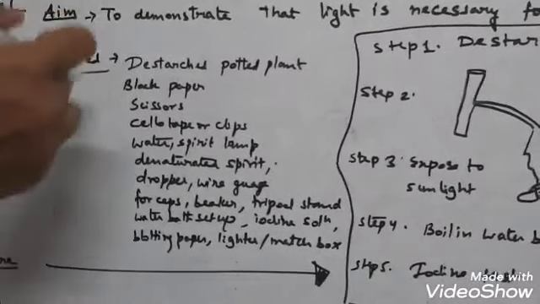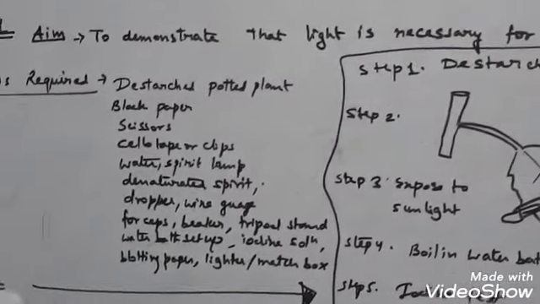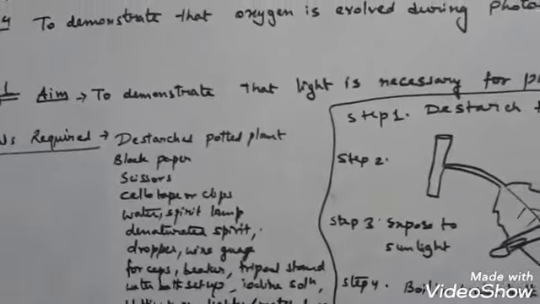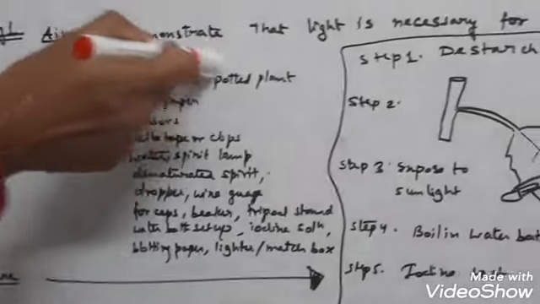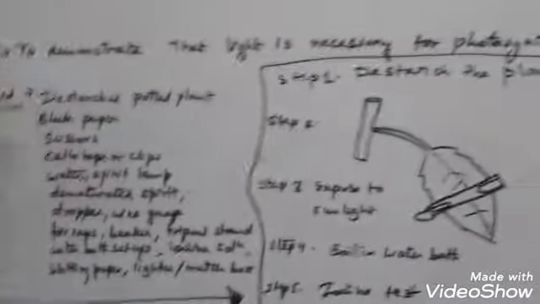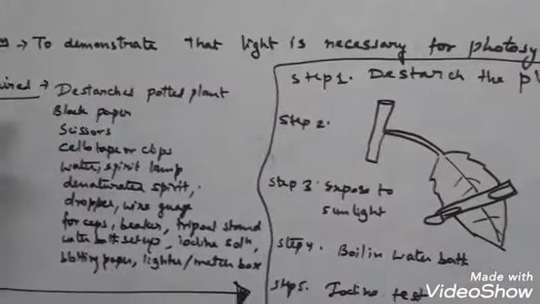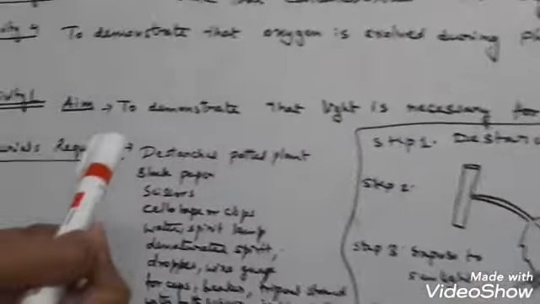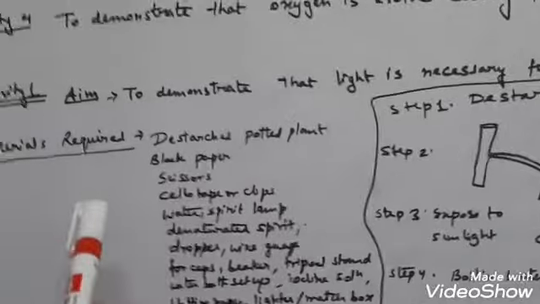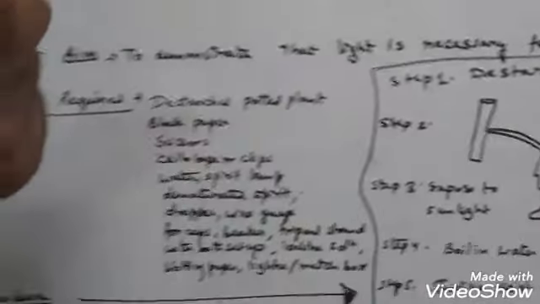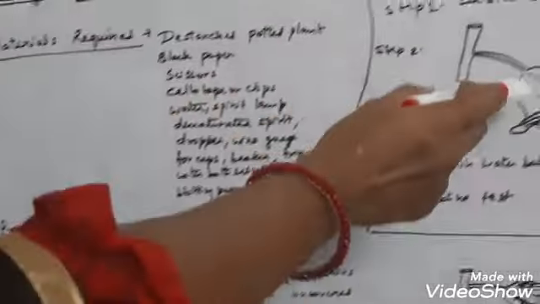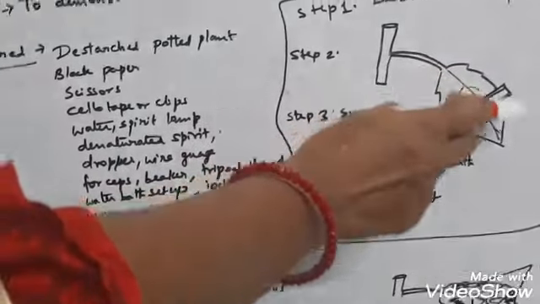Okay. Next, after keeping it, you can put some water in the plant so that it does not dry up, but you cannot put this plant in the sunlight. Now what you do? You bring out the plant from the dark room after destarching, and before keeping it under the sun, you select a leaf that you are going to test.